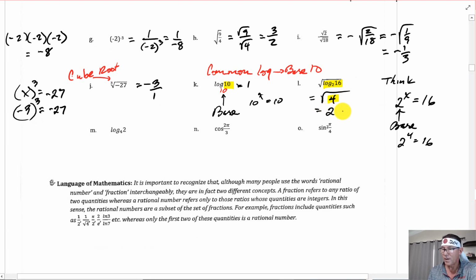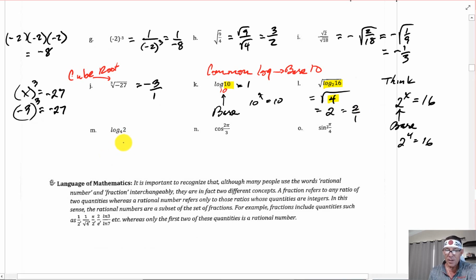So the result is 2, and 2 can be written as a fraction or a rational number, as an integer divided by an integer. So even though it doesn't look like a rational number, or something that can be written as a ratio of two integers, it is. 2 is 2 over 1.